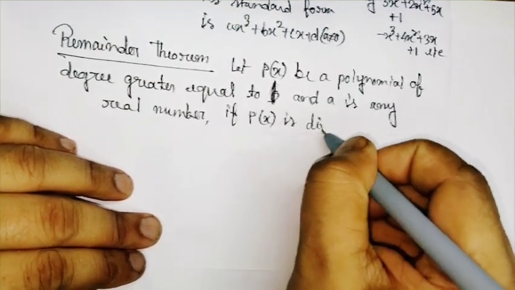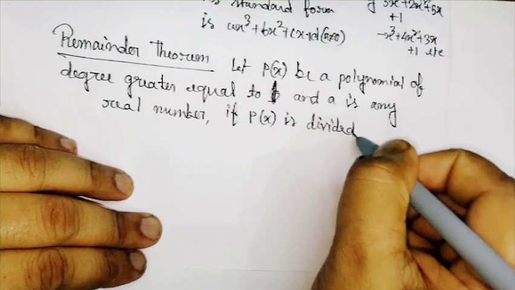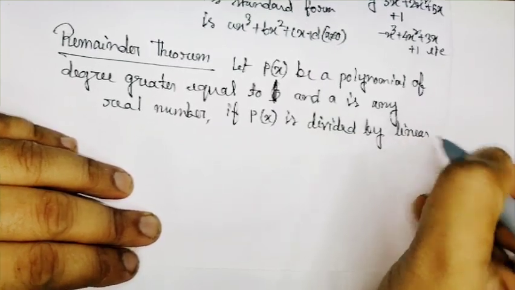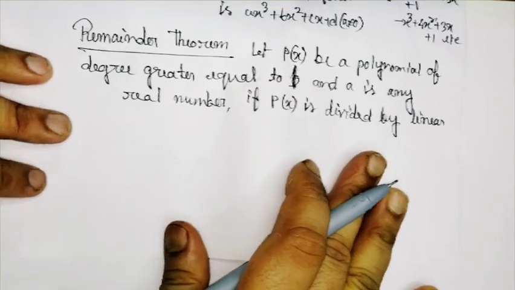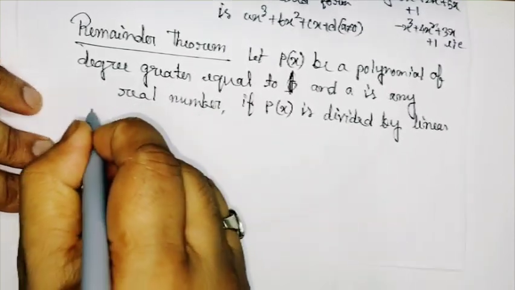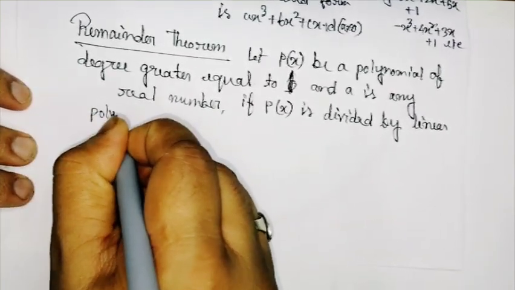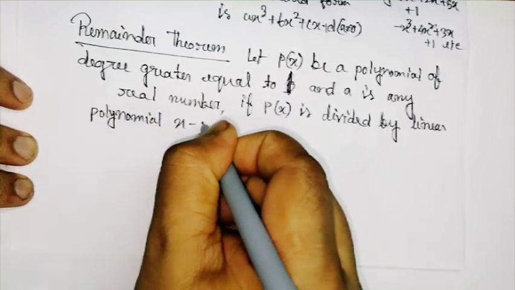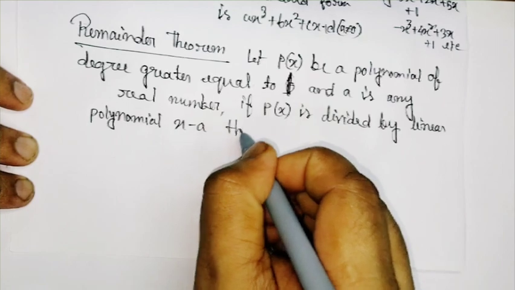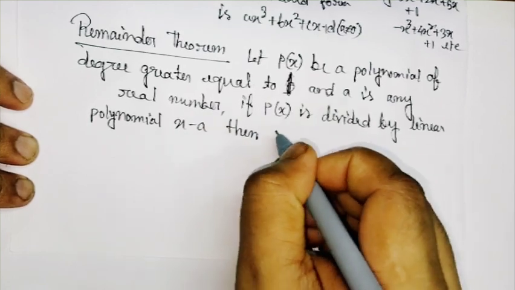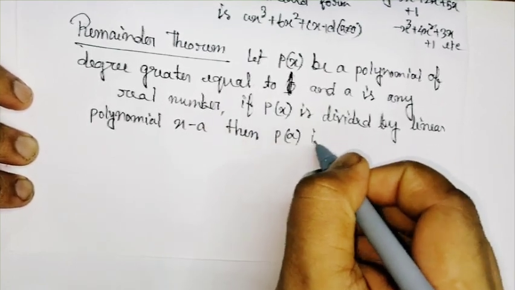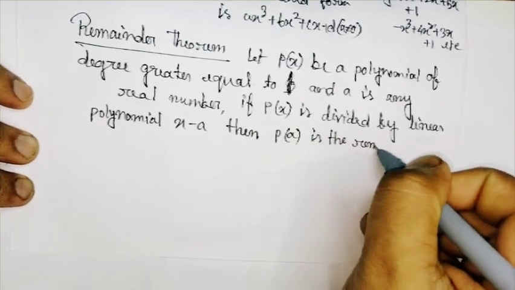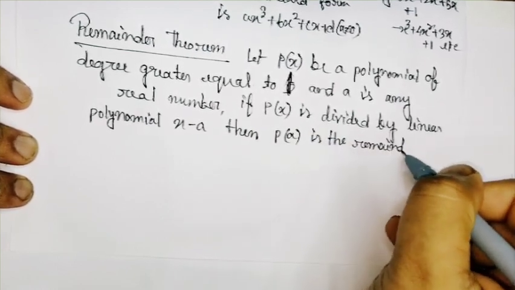If the polynomial p of x is divided by the linear polynomial x minus a, then p of a is the remainder.